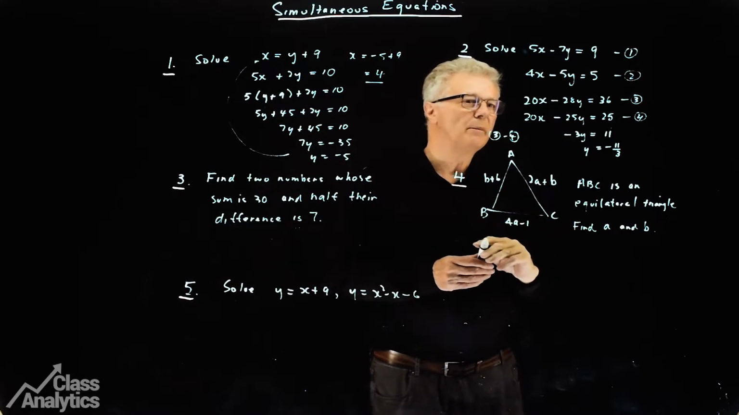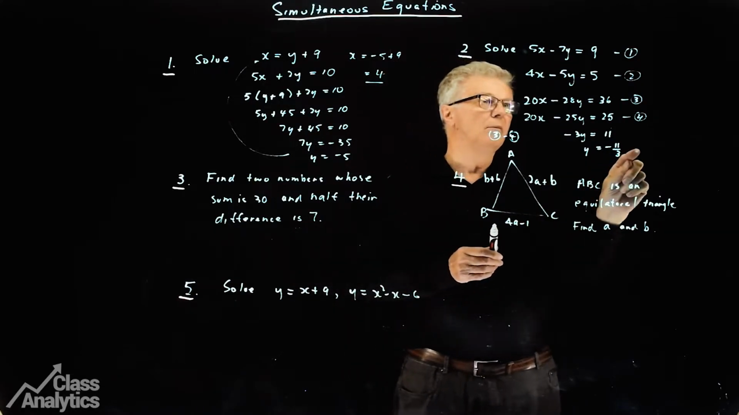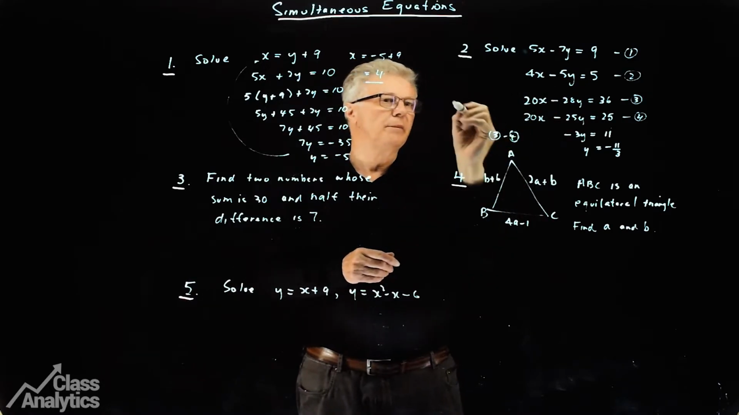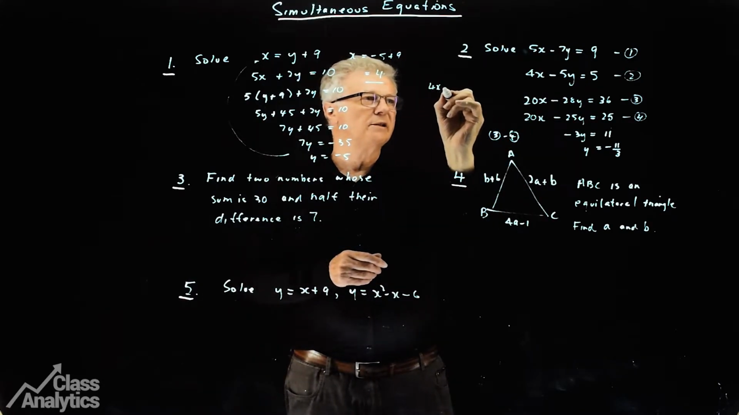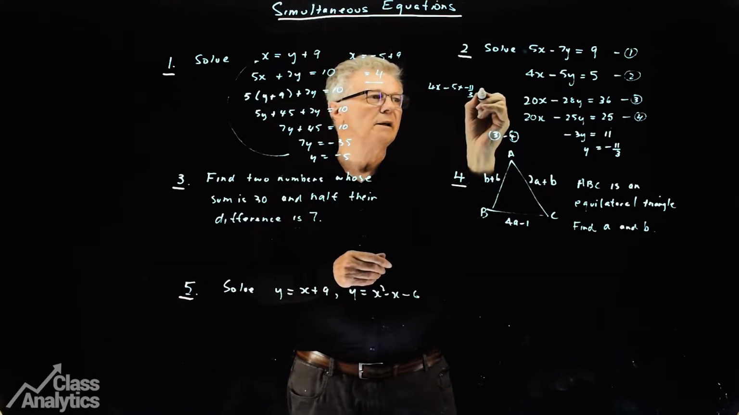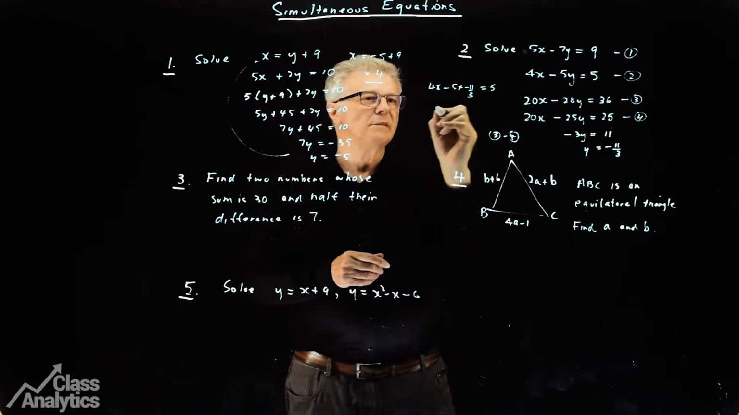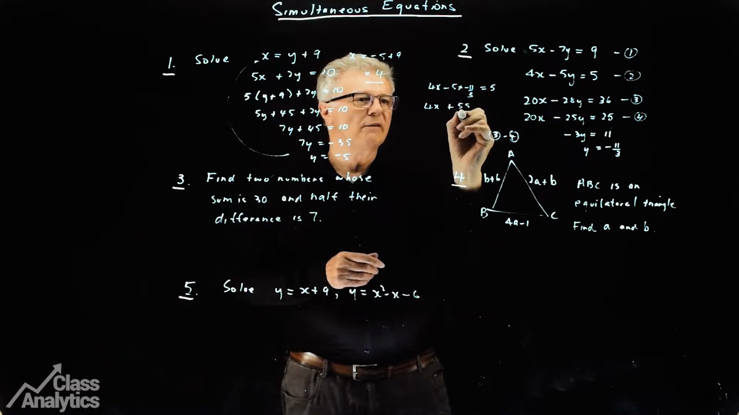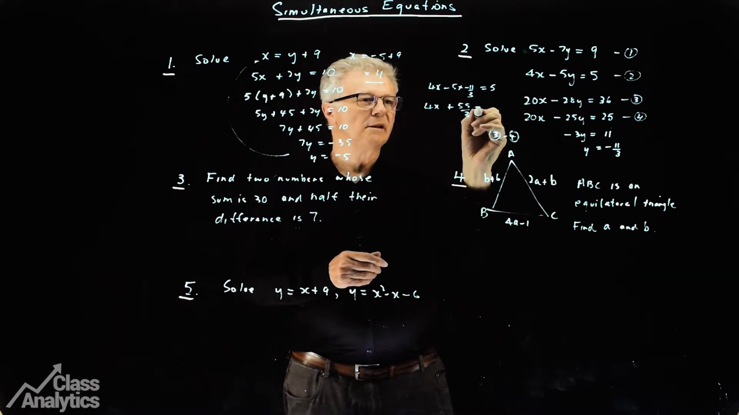So now we need to put that back into one of these equations. So I think I might put that one back into this one. So we get 4x minus 5 times minus 11 over 3 equals 5. 4x plus 55 over 3 equals 5.